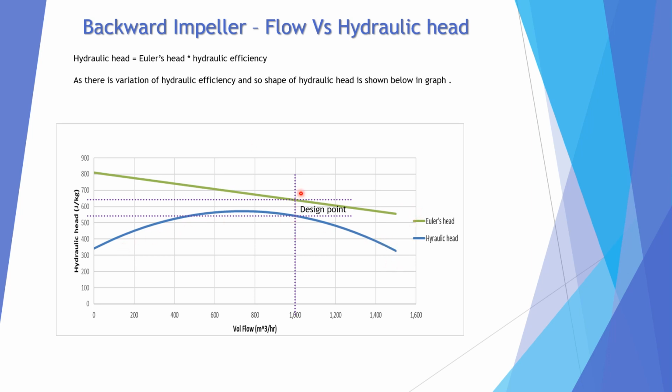You will see the gap is a maximum here because the efficiency is a maximum. On this side, the gap is wider because efficiency is lower, and that is why Euler head is lower. Then it starts increasing because efficiency is increasing, and then again Euler head starts decreasing because efficiency is decreasing.